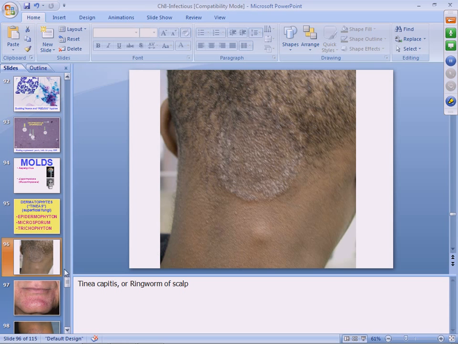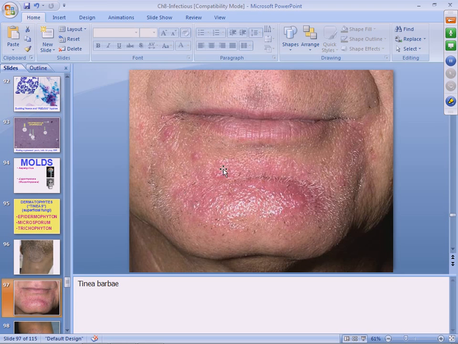Here's one that's probably even less easy to diagnose, because all it really is is redness in an area where a man would normally shave his beard. That's tinea barbae. And it can be caused by any one of those three genera of fungi. And they could be treated with your topical antifungals as well.